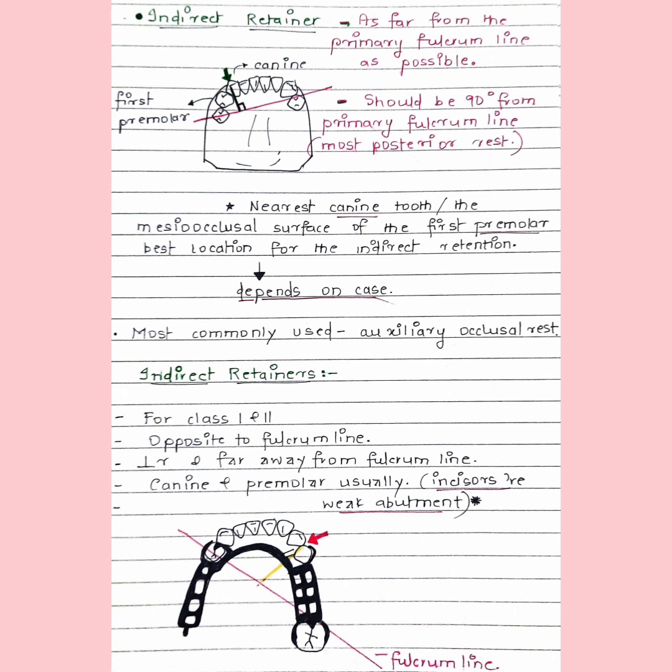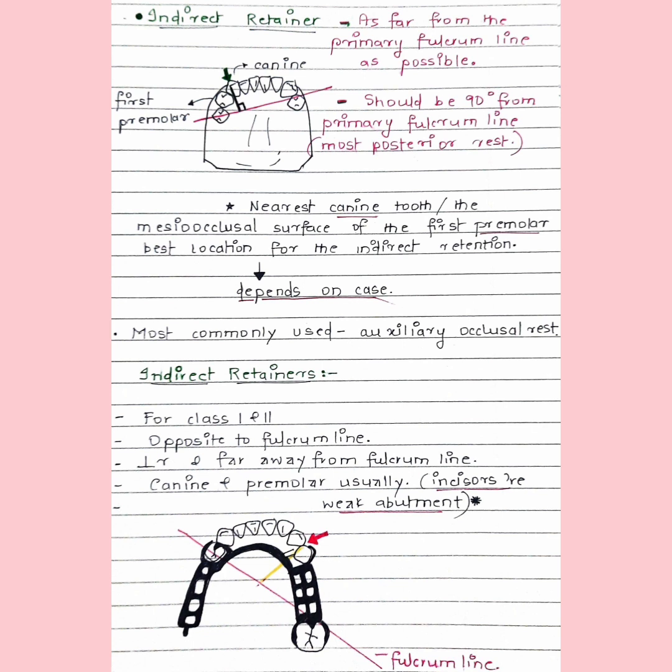When the patient bites on this denture, because soft tissues are displaceable, they will get displaced, so rotation will arise here. And thus this denture will rotate around the pink colored fulcrum line, which is imaginary. Hence, to avoid that, we give an indirect retainer.